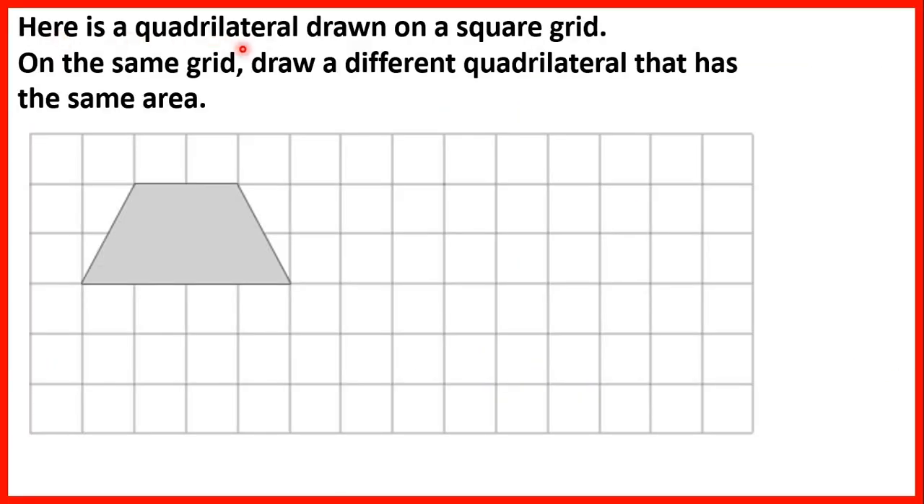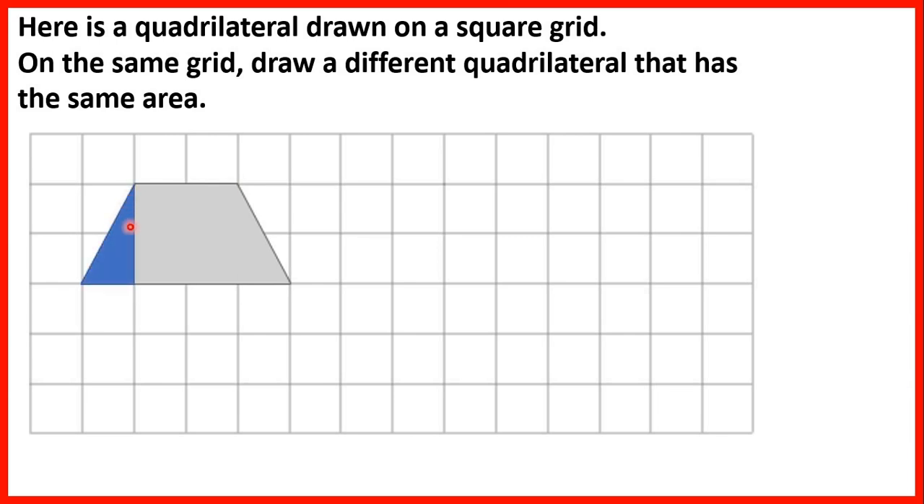Here is a quadrilateral drawn on a square grid. On the same grid, draw a different quadrilateral that has the same area. So a quadrilateral is a shape with 4 sides, and the area is the amount of space a shape takes up. So we need to think, how many squares does this quadrilateral take up?